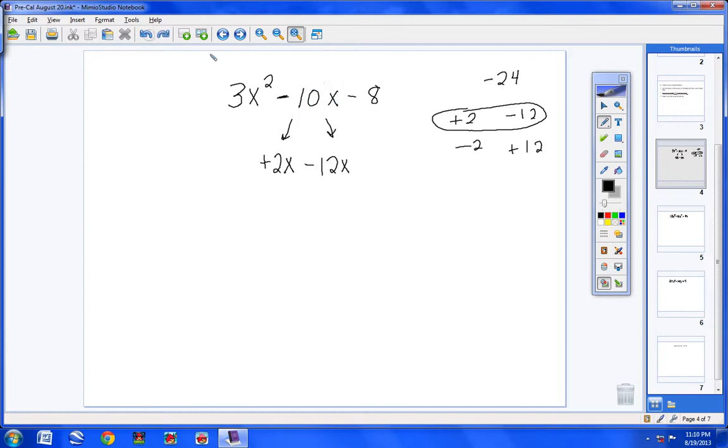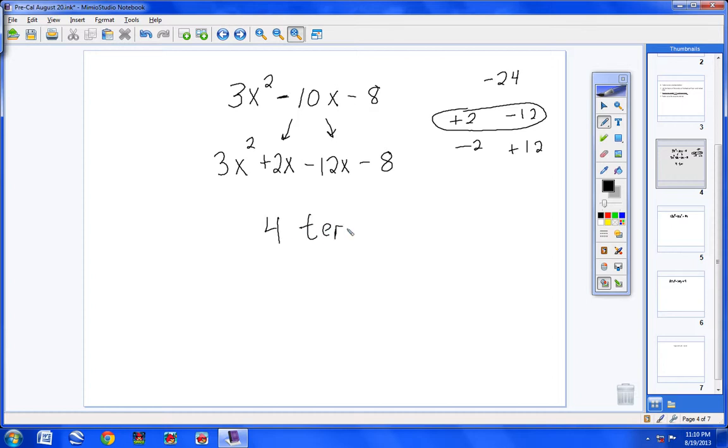So because there's an x there, when I rewrite this middle term, I put a positive 2x. I got the positive 2 from right over here, and a negative 12x. I got the negative 12 from right over here, and an x. Now bring down your first term, which is 3x squared, and bring down your last term, which is negative 8. Cool. Guys, look at this.